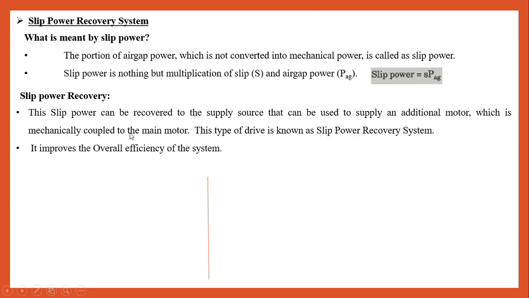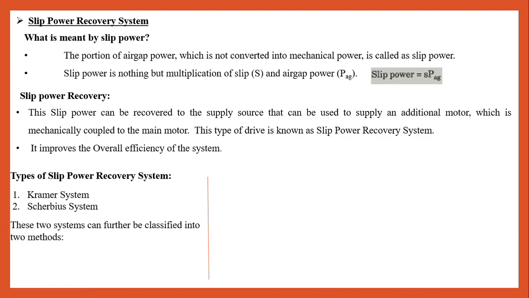Now we have to know slip power recovery. This slip power can be recovered to the supply source, or it can be used to supply an additional motor which is mechanically coupled to the main motor. This type of drive is known as a slip power recovery system. It improves the overall efficiency of the system. There are two types of slip power recovery system: one is Kramer, another one is Scherbius. These two systems can further be classified into two: the conventional method and the static method.